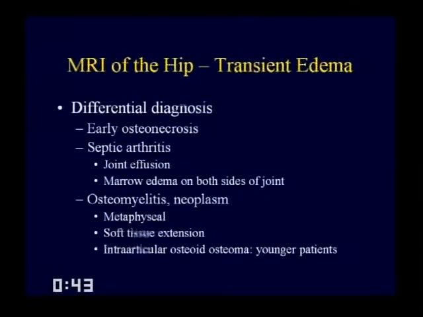Septic arthritis, you'll also have a joint effusion, but usually you see marrow edema actually on both sides of the joint. Osteomyelitis and neoplasm tend to be metaphyseal. They don't have to be. You might have soft tissue extension. The one that can sometimes be problematic is an intra-articular osteoid osteoma, but they're pretty uncommon. They occur in younger patients than transient edema.